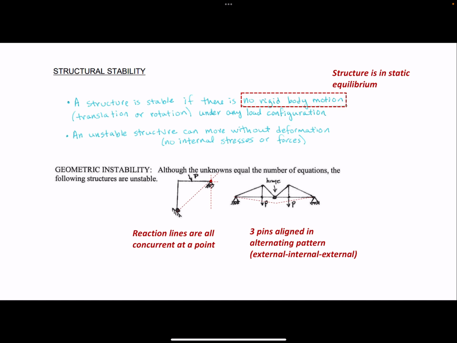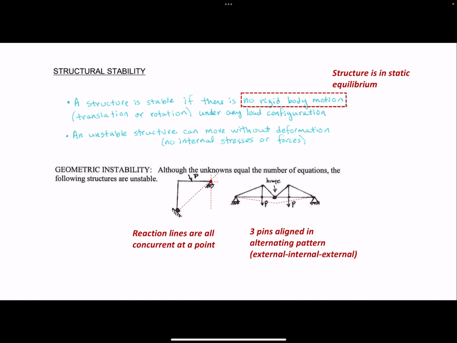So we don't want rigid body motion under any load configuration. And if we don't have rigid body motion under any load configuration, then we can say that our structure is stable. Another way to put that is that it's in static equilibrium. Now, there are some conditions that you want to keep an eye out for when you're evaluating stability. These are called geometric instabilities. These are examples where these structures would come out to be determinate, all right? So the number of reactions is equal to the number of equations in both cases, but they're both unstable.